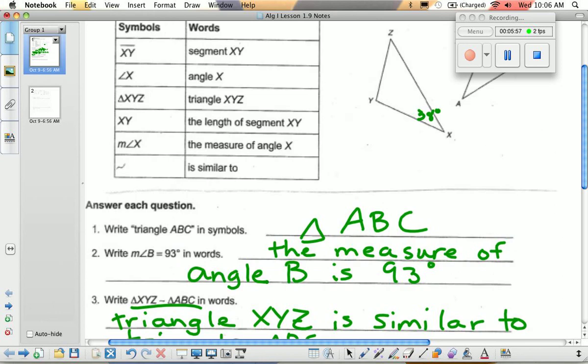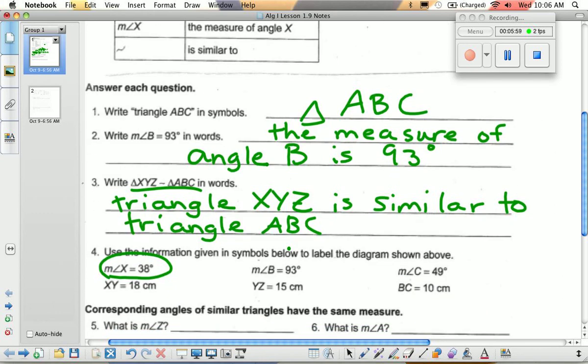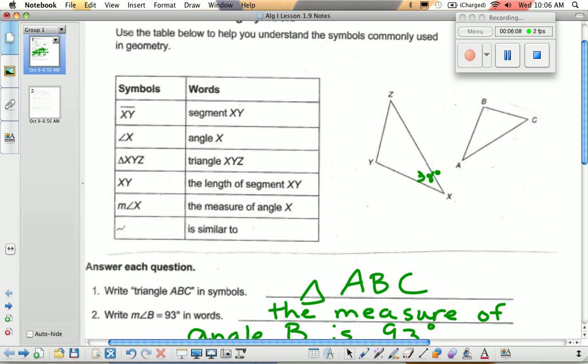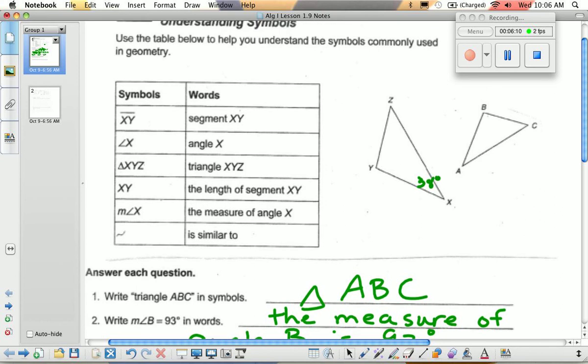Okay, now the next one, what is it asking us? It's telling us we have another angle measure, and that one is 93, and C is 49. So let's go get those in there also. B was how much? Yeah, B, 93 degrees. And C is 49.